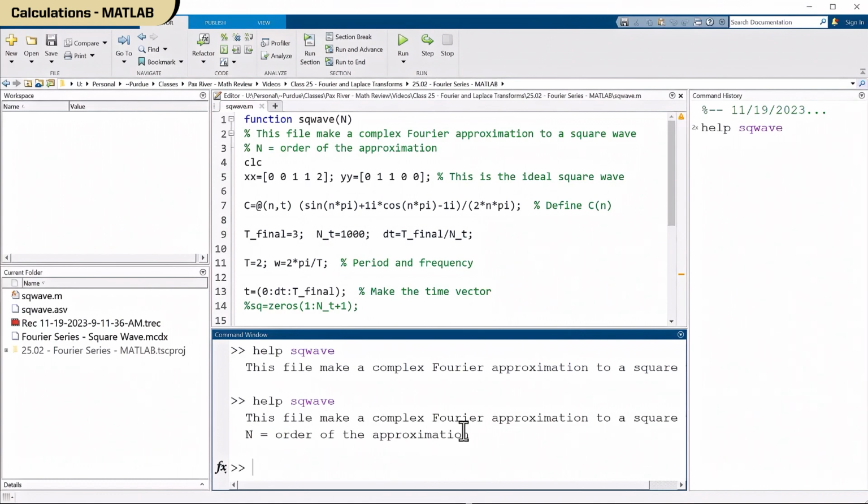Now I get that. Now notice it didn't clear the screen because that command comes later. Putting these comments in your code is really good practice. It helps you keep track of your work, and it also helps other people read your code.